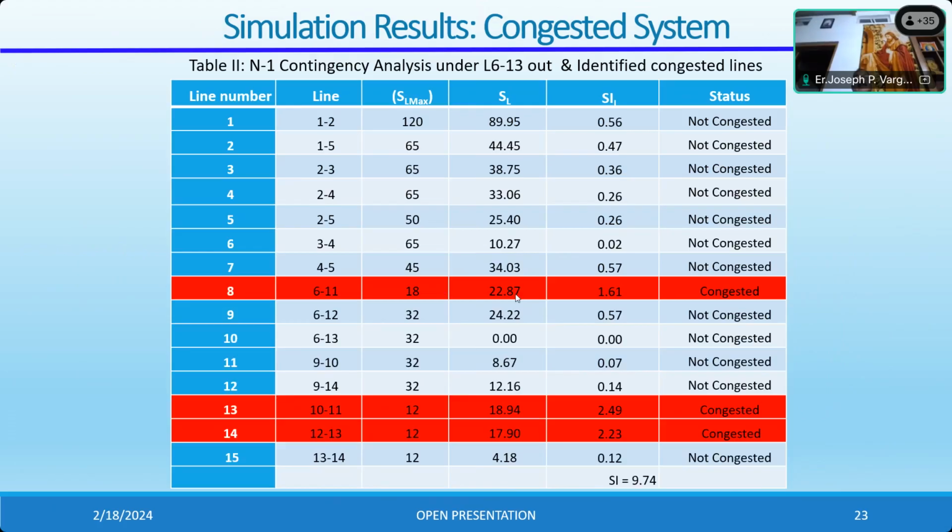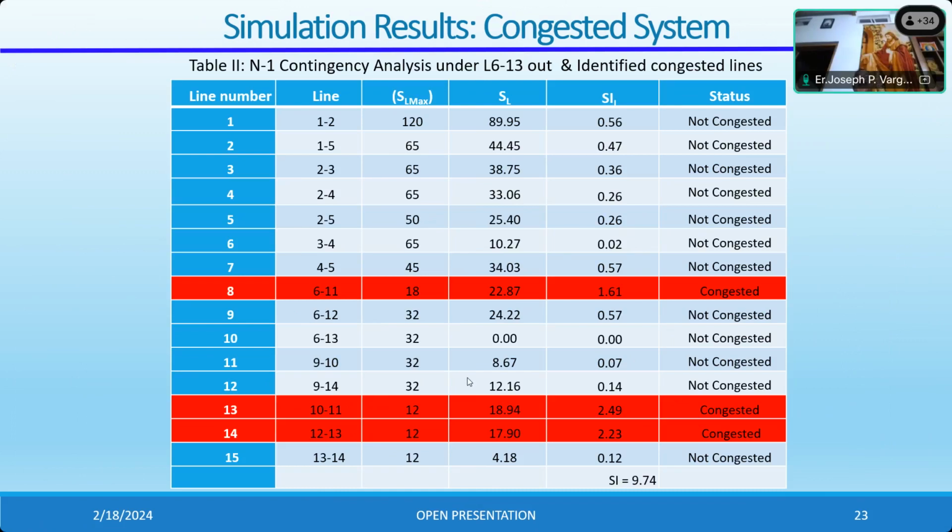These are the simulation results obtained with the outage of line number 6-13. From this outage, it is revealed that lines 6-11, 10-11, and 12-13 are getting congested because the defined value SIL is greater than 1. That is 1.61, 2.49, 2.23. Here the more congested line is line number 10-11. This is more congested.